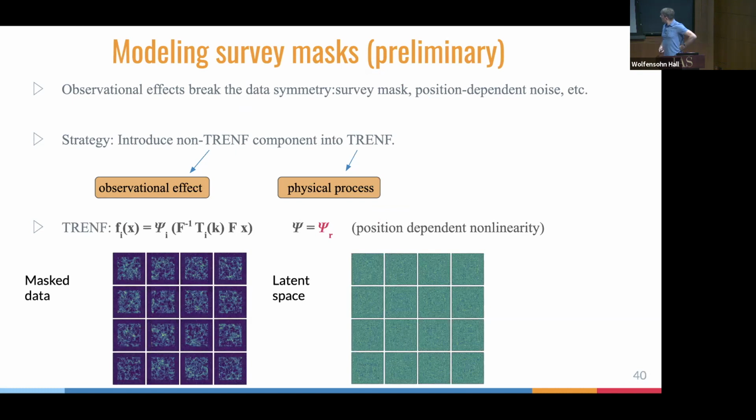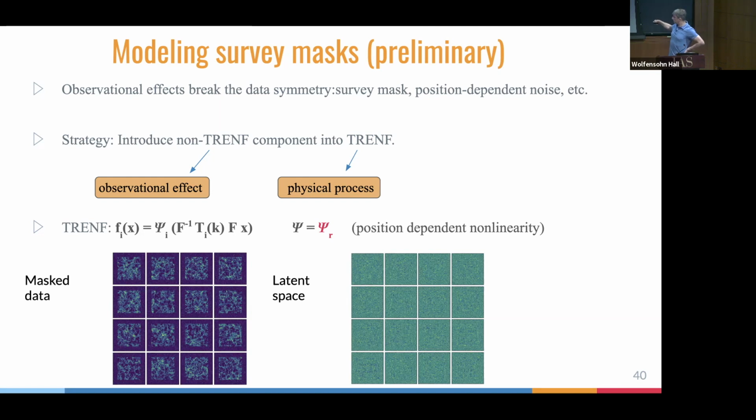There is, however, a problem in a typical survey. We have a survey mask, right? We have, of course, the boundaries of the survey. We may also have some holes in the survey, and so this breaks the translational and rotational invariance, and we have to deal with that. The way we're dealing with that is to add some additional layers which are not translationally and rotationally equivariant. For example, here we have some masked data. We have removed half of the area, so the data are only in the middle. So this is 50% of the area we have removed.